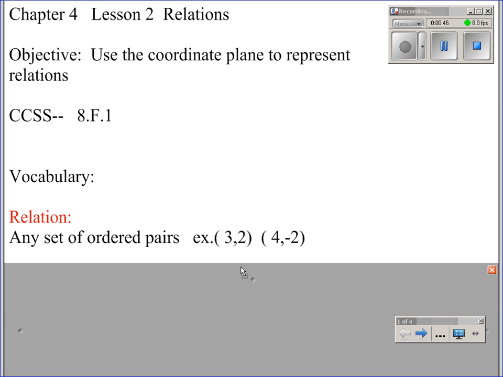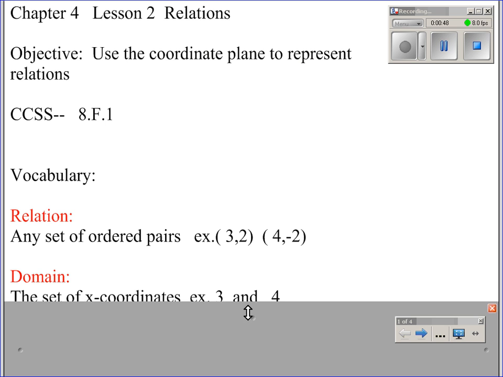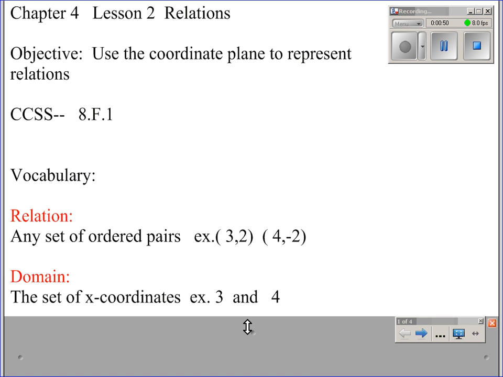Okay, we're going to look at our second definition, which is domain. Domain is the set of x-coordinates. So if we take a look back at our ordered pairs from our first example relation, our set of x-coordinates would be 3 and 4. As we know, in an ordered pair, the first number is the x-coordinate, the second number is the y-coordinate.